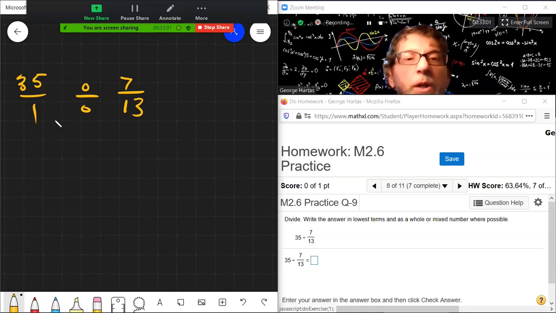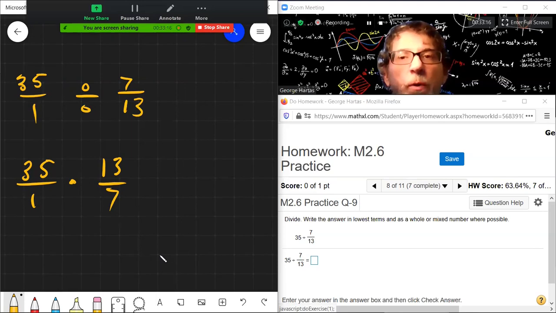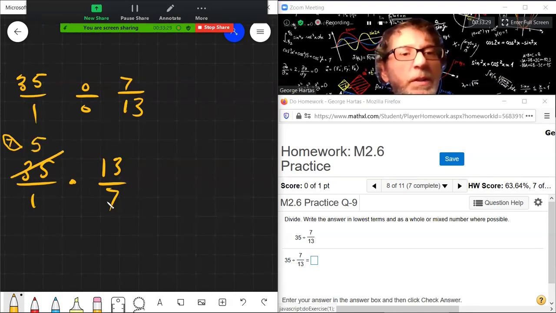All right. So now we're going to do the keep, change, flip. Keep 35/1. Change division to multiplication. Flip, 13/7. Let's reduce before we multiply. So, does not reduce, does not reduce. No, yes. 7 goes into both. 7 divides into 35 5 times. 7 divides into 7 1 time.